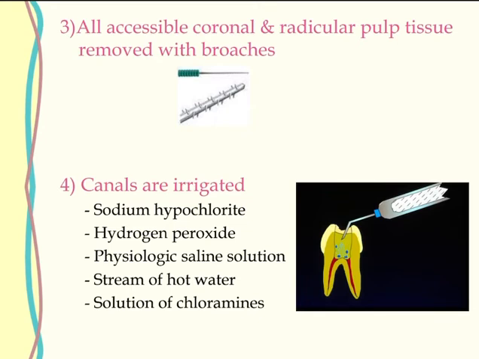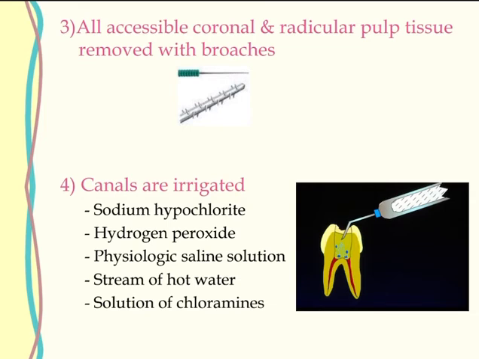After removing all the pulpal tissue, irrigate the canals nicely. The irrigant most commonly used is physiologic saline solution. You can use even sodium hypochlorite and hydrogen peroxide, but you should be very careful when using them in a primary tooth because the roots of the primary tooth are often resorbed.